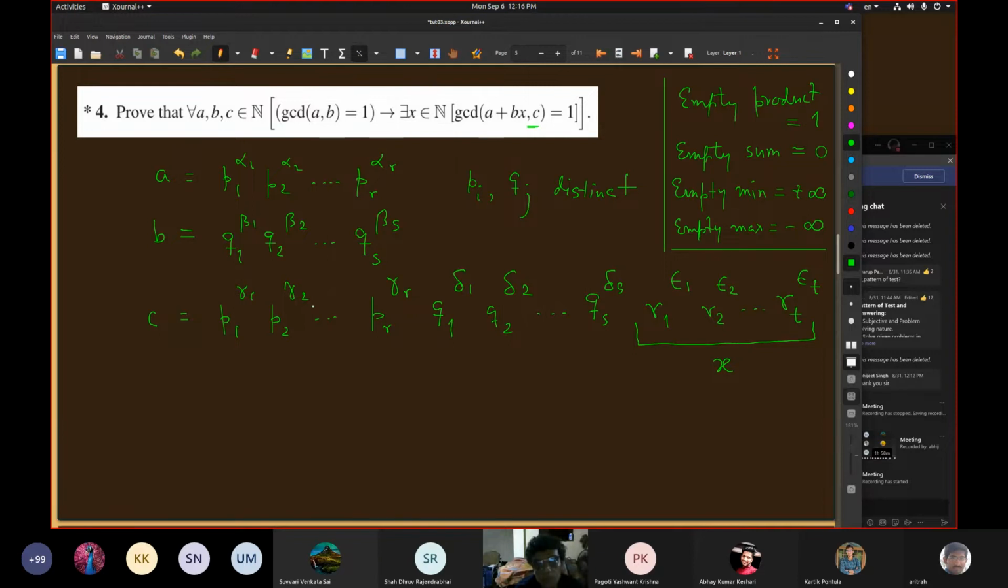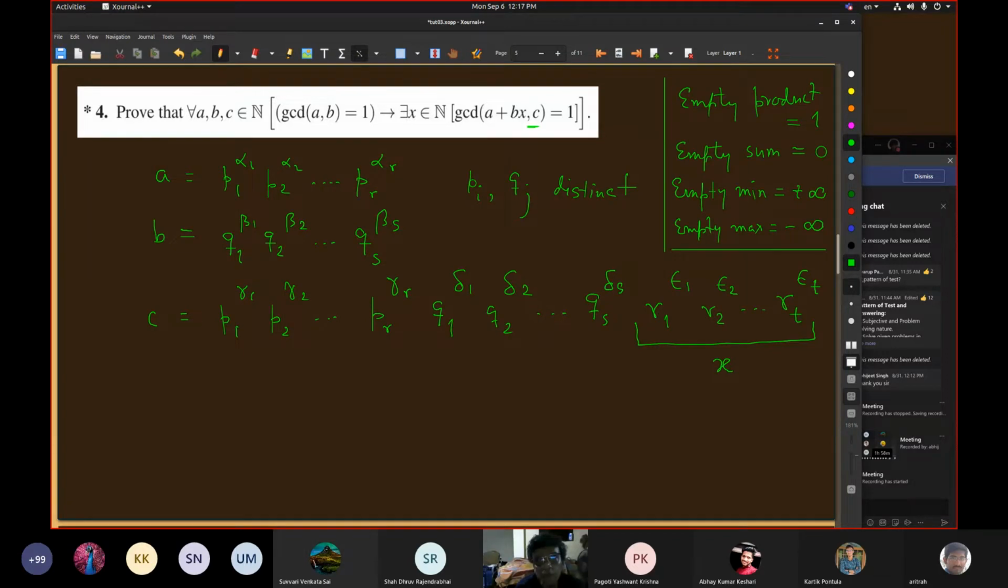So P1, for example, divides A by the construction of A, by the choice of this P1 or P2 or whatever. But it does not divide B because A and B are co-prime. It also does not divide X because X is different from these primes.